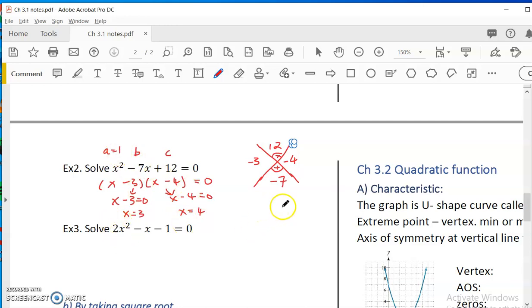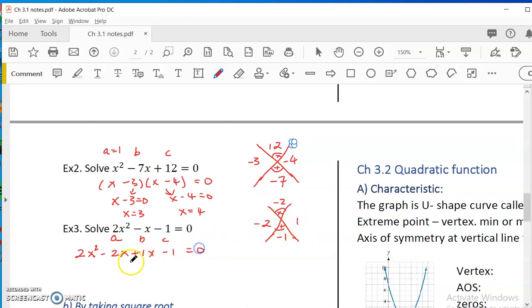Now, when A is not equal to 1, you have to do the AC diamond and grouping. What you do is you do AC. A times C is negative 2. B is negative 1, right? What two numbers, when they multiply, are negative 2, and when they add, are negative 1? It's 2 and 1. If I do negative 2 times 1, I get negative 2. If I add them, I get negative 1. But these are not used like the regular factoring. These are for grouping. So you do 2x squared minus 2x plus 1x, right? Because this is negative 2 and 1.